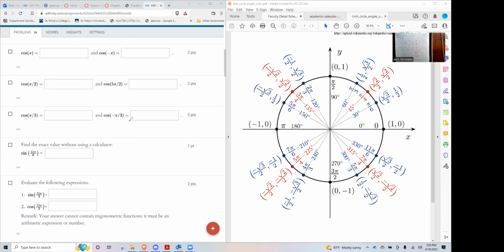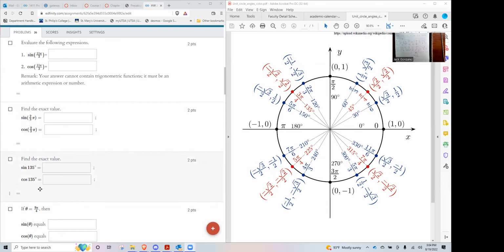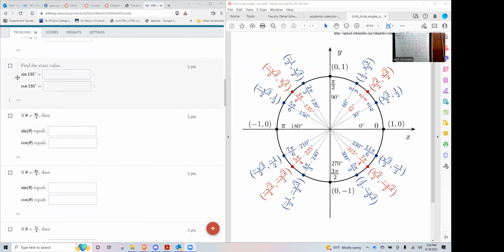Only thing I need to mention here is notice if they say exact, do not use your calculator. They want to see square root something or 1/2. Over here it says evaluate, it doesn't say exact. These are not on the circle, so you're going to have to use your calculator. Just make sure that your calculator is in radians to punch this in. So go to mode and change it depending on your calculator. Find the exact, use your circle: y value, x value, y value, x value.